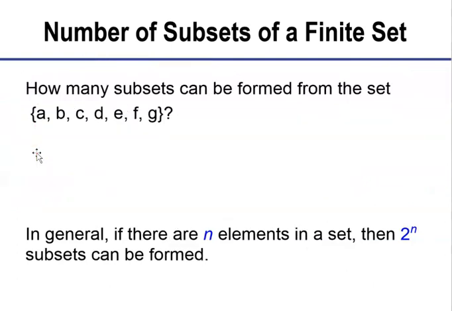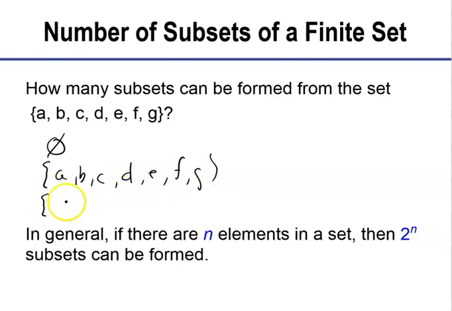One more, and then I'm done, thank goodness, with this long section. How many subsets can be formed from the set A, B, C, D, E, F, G? Now, do you want to write them all out? I don't. It's going to take a long time, right? You've got the empty set. Look, if we started writing these things, think about it. You've got the empty set, and you've got the whole set itself. A, B, C, D, E, F, G.